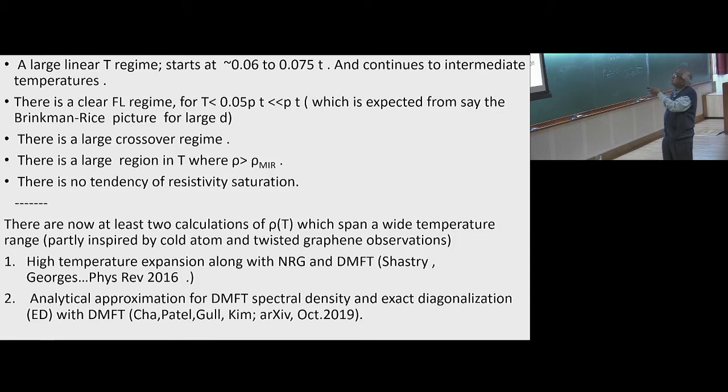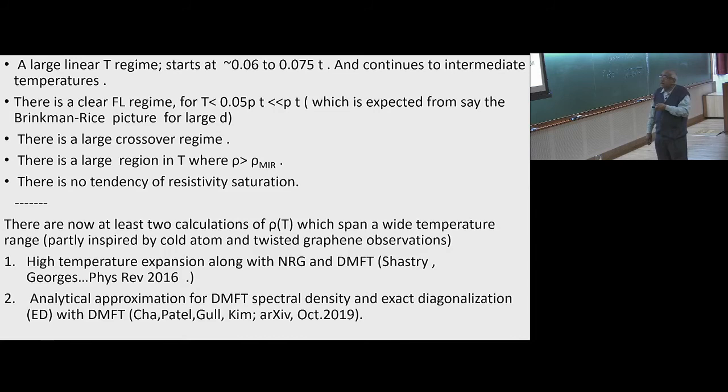So in that picture, it is expected that one might have good quasi-particles well below this temperature range, where this is the hole doping and this is the hopping amplitude. But they found a numerical factor that is very substantially small compared to one here. And they found that there is a large crossover regime. There is a large regime in temperature where the resistivity is much larger than the Mott-Ioffe-Regel value. There is no tendency to resistivity saturation.